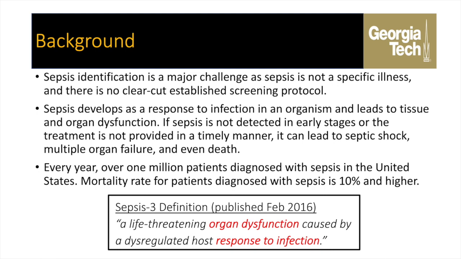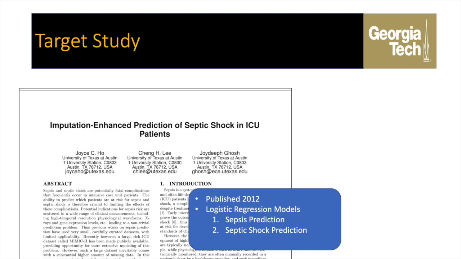For septic patients, mortality rate increases to 10% or more, and every year, more than 1 million are diagnosed just in the US. Our experiments target a 2012 study by Ghosh, Ho, and Lee, which used multiple logistic regression models to predict sepsis and septic shock. This is our target study.